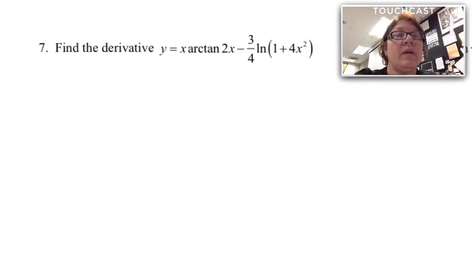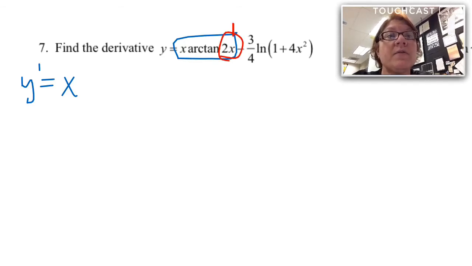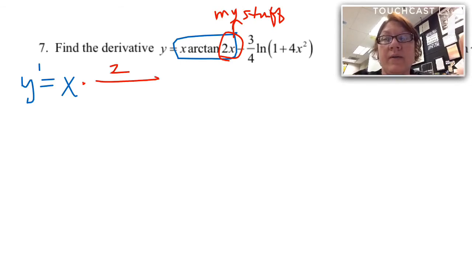So on this one, again, I have some separate terms. So this first term is a product, so I'm going to have to use the product rule, which is first times derivative of second. Now keep in mind, this now is my stuff. Don't touch my stuff. So I'm going to have to do the derivative of the stuff on top, and on bottom I get 1 plus the stuff squared.